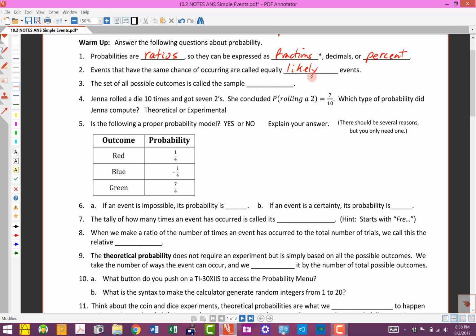Events that have the same chance of occurring are called equally likely. Equally likely events. The set of all possible outcomes is called the sample space. It's just a fancy word for a list of all the possible outcomes.